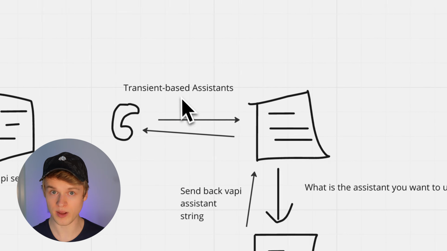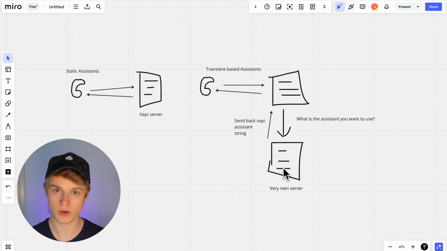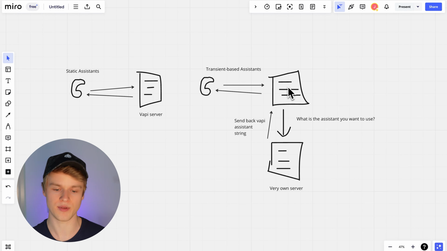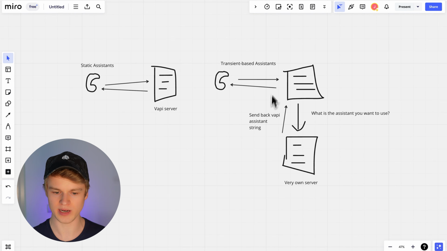The difference is now with the transient-based ones that they don't exist until you actually get a phone call, and then you are basically responsible for creating that assistant and sending that assistant back to Vapi, and Vapi then sets up the phone call, does everything necessary, and then calls back or sends the information back to the caller to interact with it.